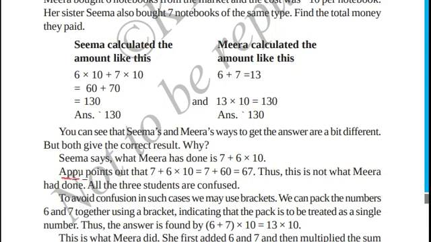But Appu points out that 7 plus 6 into 10 is 7 plus 60. He multiplied 6 into 10. So 60 plus 7 is equal to 67. This is not what Meera had done. All 3 students got confused. What to do? To avoid this confusion, we make use of brackets.